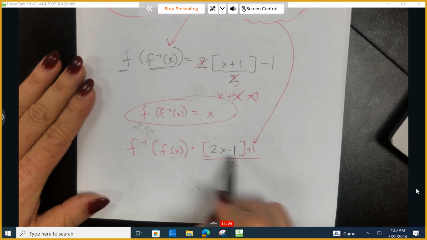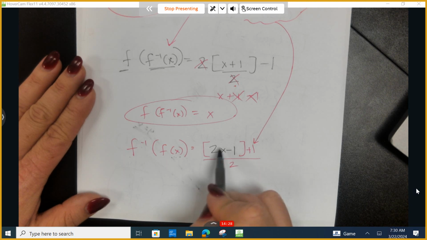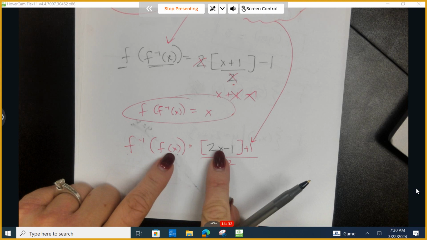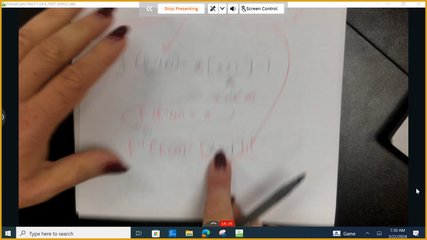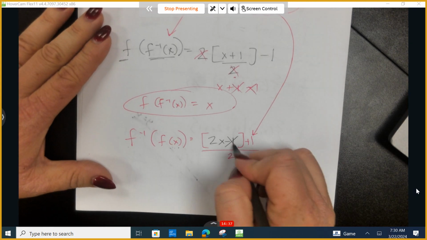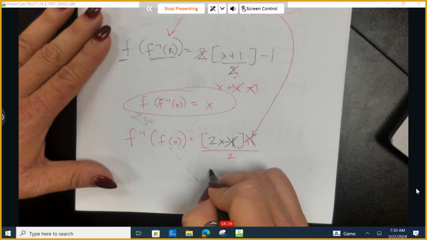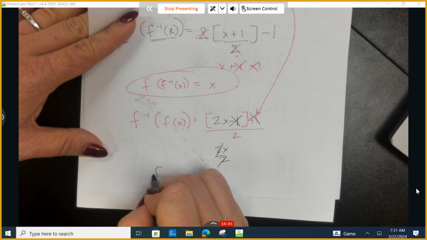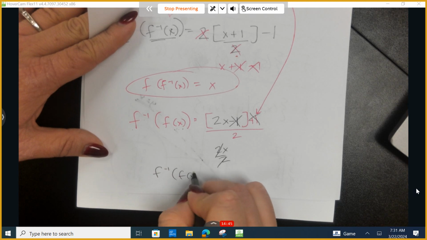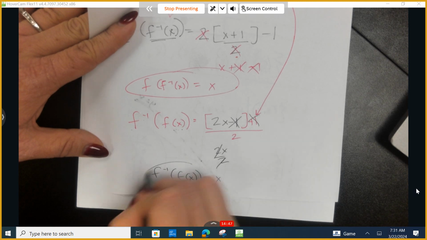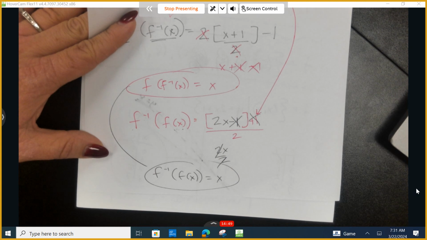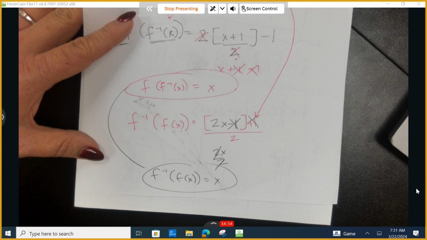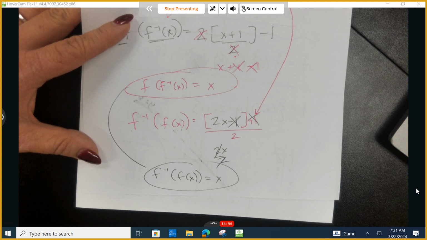I wrote down the inverse, and then where there was an x in the inverse, I put a big parenthesis, and inside of there is where I put the function, 2x minus 1. Here we go. The additive inverse is minus 1 and plus 1. Then I'm left with 2x over 2. The 2s are reduced, and I'm left with the inverse of f of x equals x. I just proved it. You have to show both ways. You must show both ways. It's a very, very, very high percentage that you will have to do this on a test.